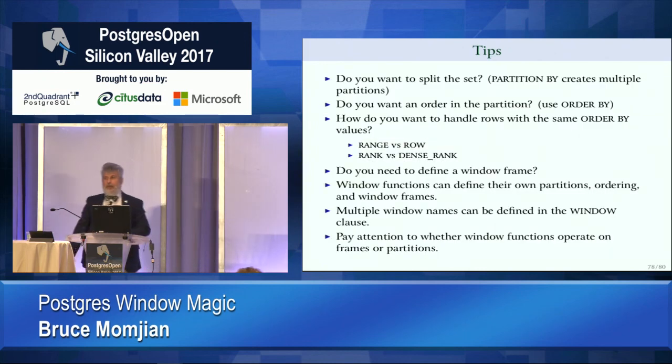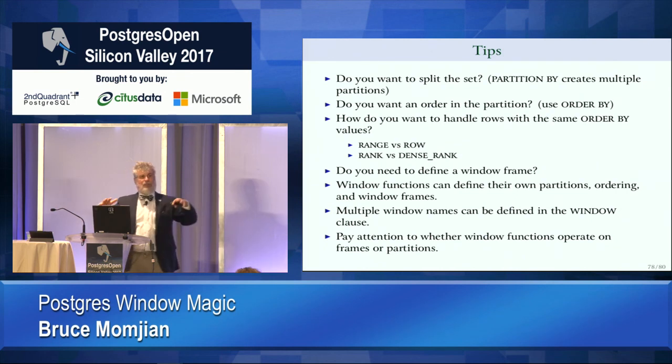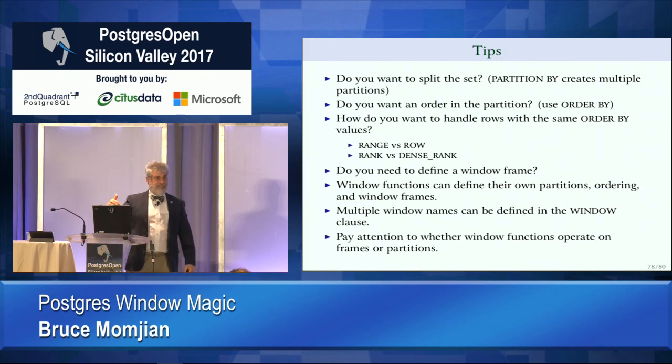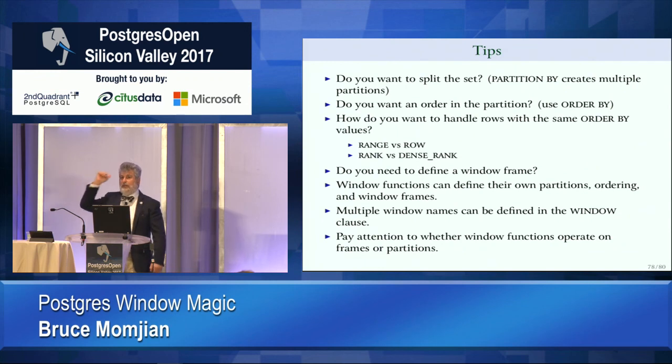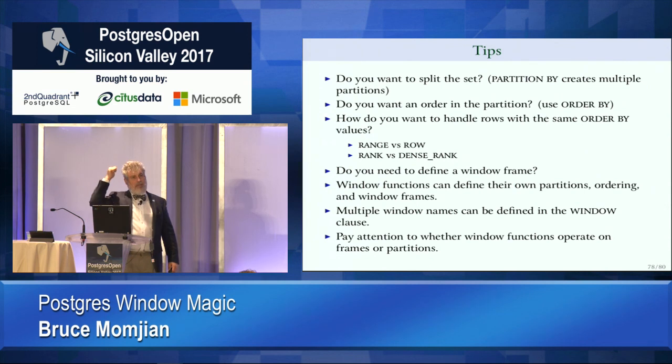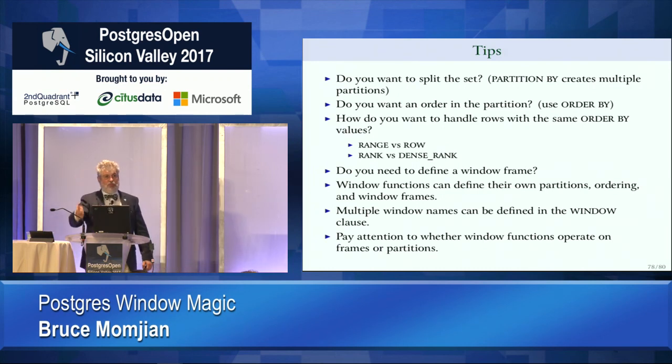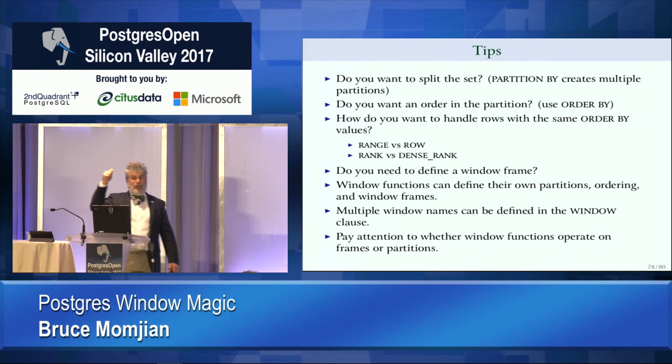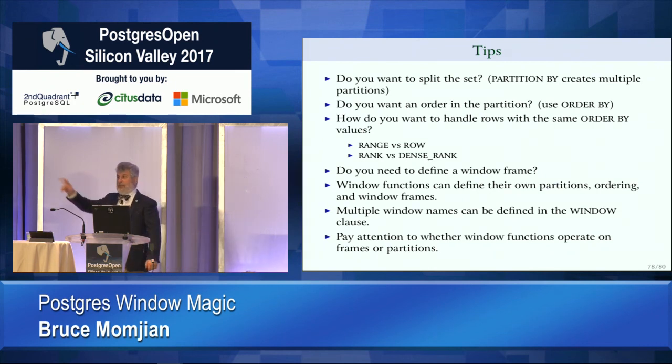Yeah. So walking through exactly how you need to look at window functions. First, this is sort of, for me, the recipe. Do you need to split the set, or are you just going to operate on the whole set? Use partition by if you have to. Do you want an ordering in the partition? Again, use order by if you have to. How do you want to handle rows with the same order by value? If you've used order by, how do you want to handle duplicates? Do you want range mode or do you want rows mode? We talked about that in great detail. Do you want rank or dense rank? Also related to order by duplicates.